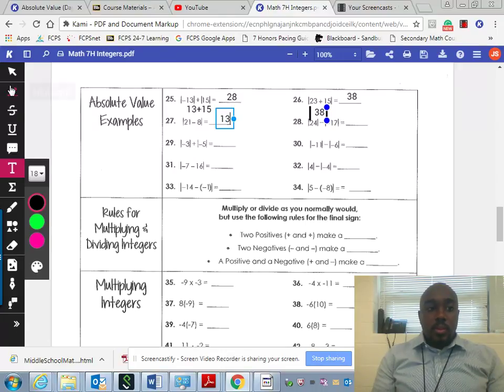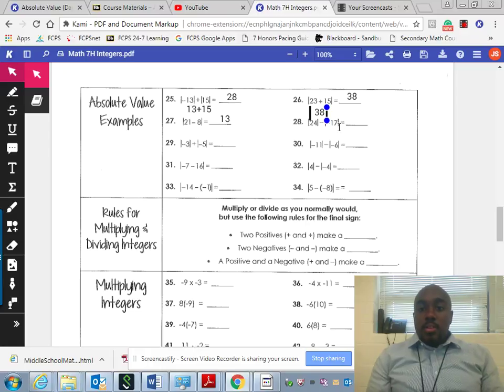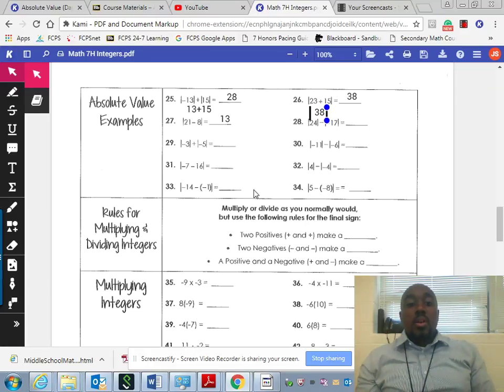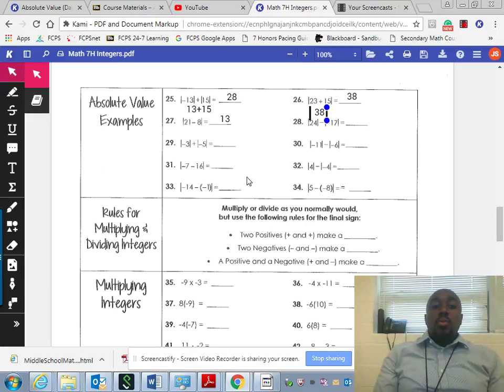Okay. So go ahead and complete the rest of these problems in your notes. We will discuss them more in depth in class. And if you have any questions, just put a little check mark around that problem, circle that problem, and we will discuss it in class in depth.